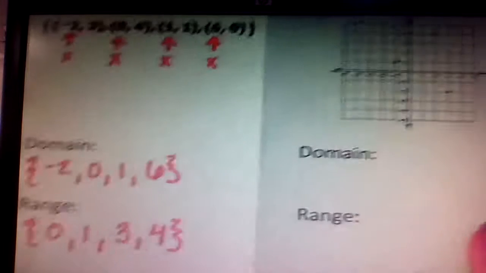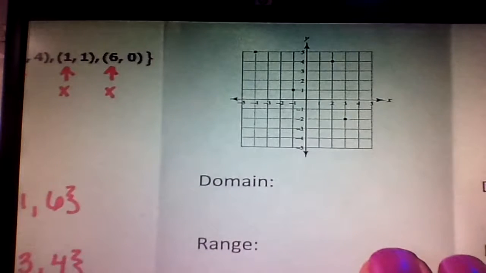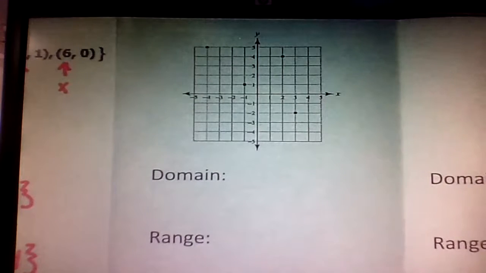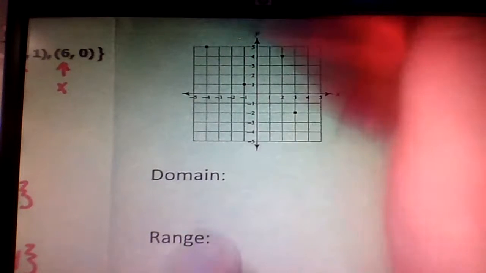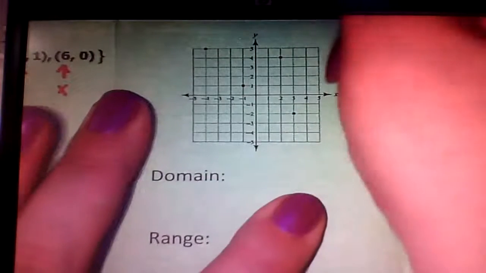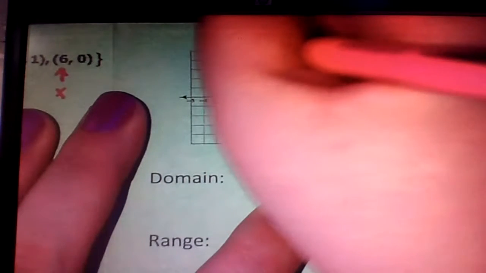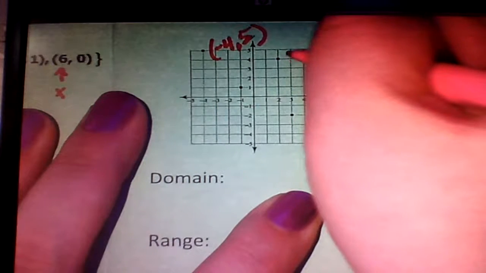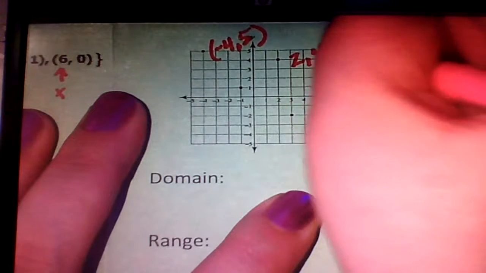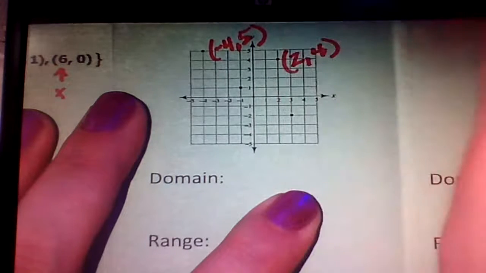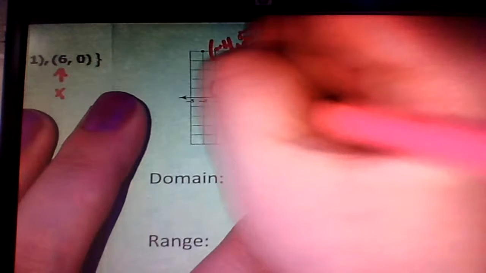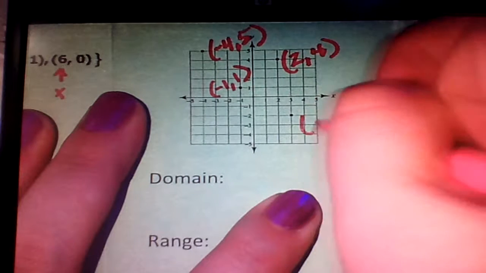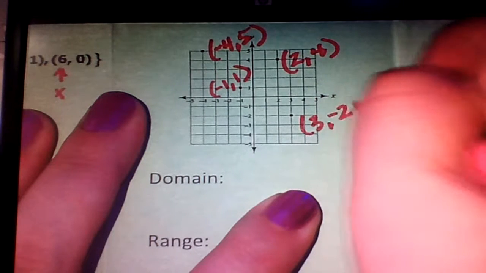Okay. Here's what a discrete function looks like as a graph. Okay. I can list out all of those points. So this little point up here is -4, 5. This point right here is 2, 4. This is -1, 1. And this is 3, -2.